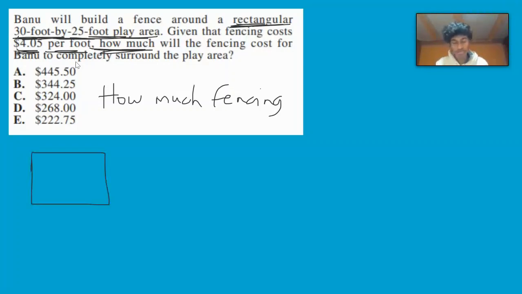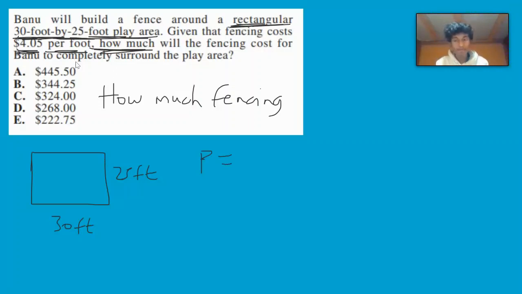All right, so this is going to be his play area. This is going to be 30 feet, and this is going to be 25 feet. The black represents his fencing, so we want to know how much total fencing he will need, and then we just multiply that by the cost per foot to get the total cost. So what is the perimeter, which is the total amount of fencing he needs?